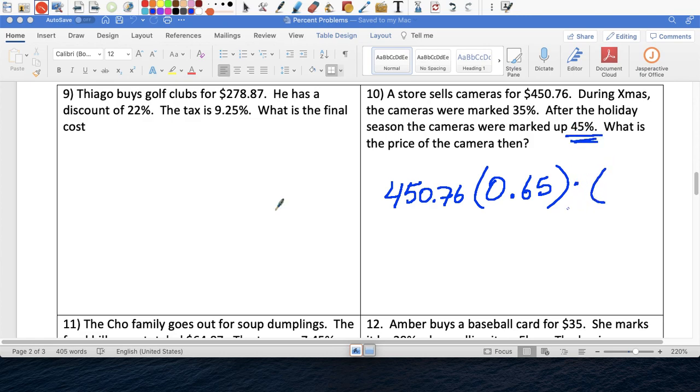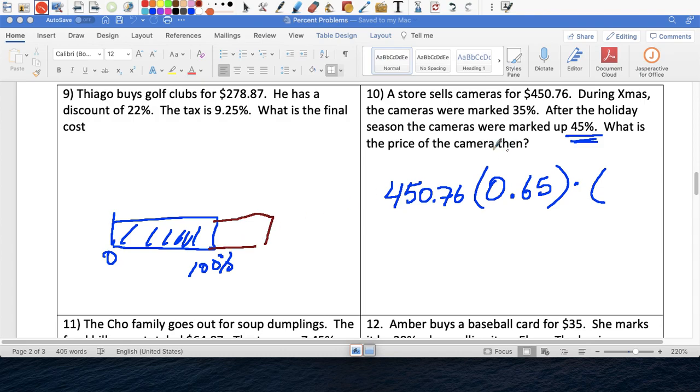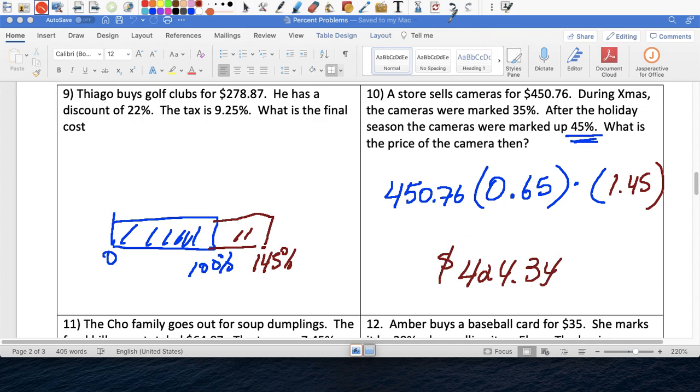Markup, so again, if you think about this, here is your item right now. Markup means that to the 100%, you increased it. In this case, we increased it by 45%, which is going to take us to here. So the last part is to multiply by not 145%, but 1.45. Okay, so that's the real quick way of doing it. And you get $424.34. That's the price of the camera.